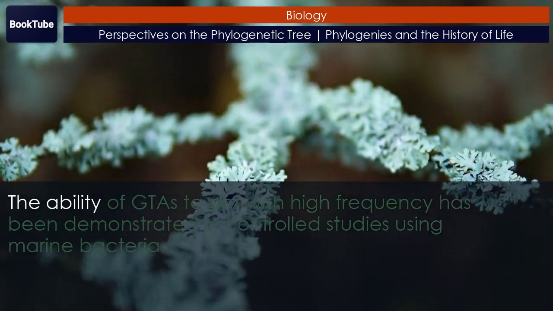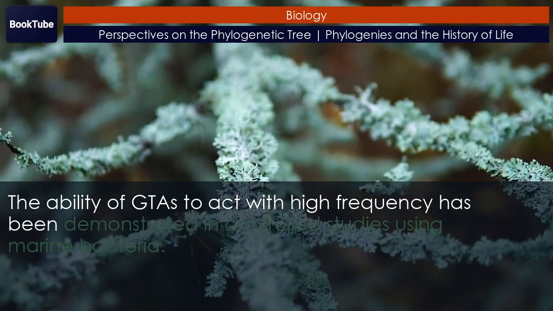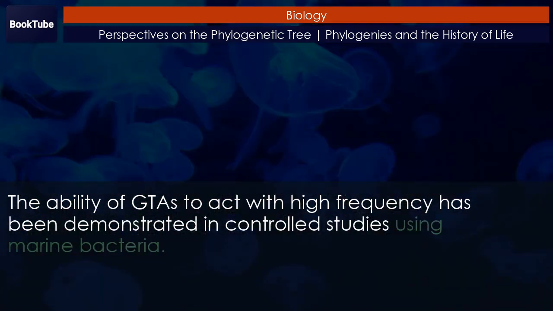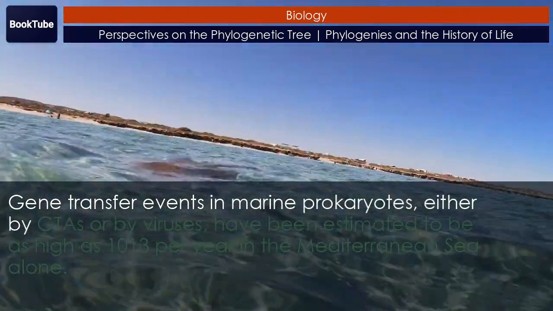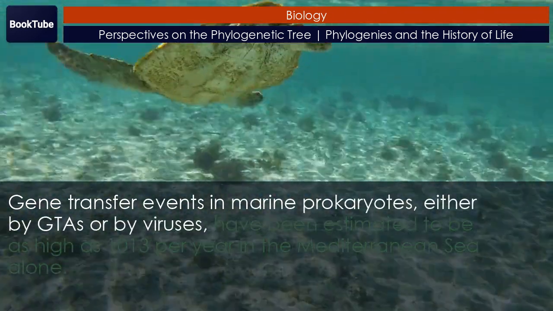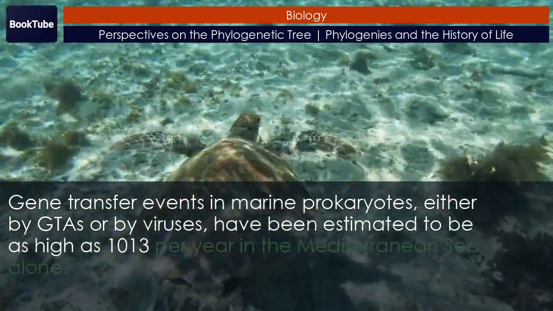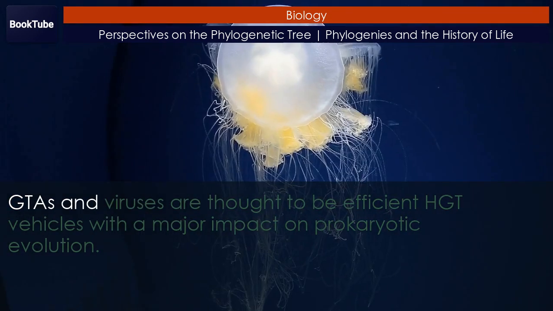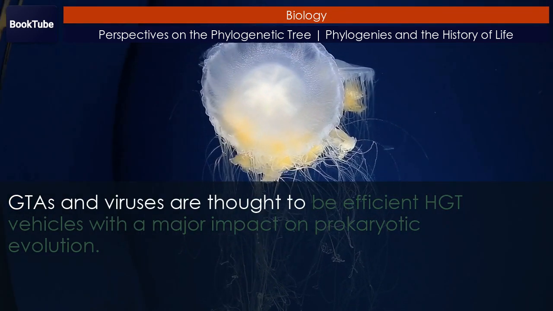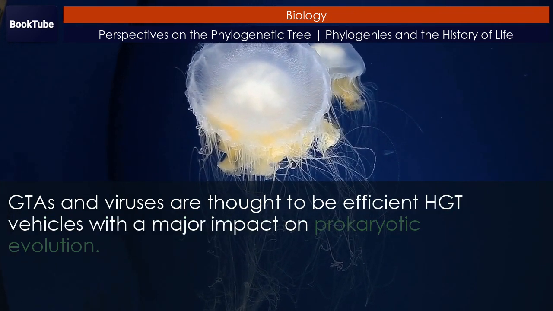The ability of GTAs to act with high frequency has been demonstrated in controlled studies using marine bacteria. Gene transfer events in marine prokaryotes, either by GTAs or by viruses, have been estimated to be as high as 10^13 per year in the Mediterranean Sea alone. GTAs and viruses are thought to be efficient HGT vehicles with a major impact on prokaryotic evolution.